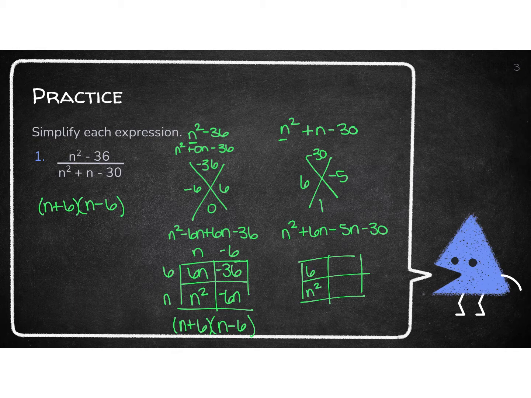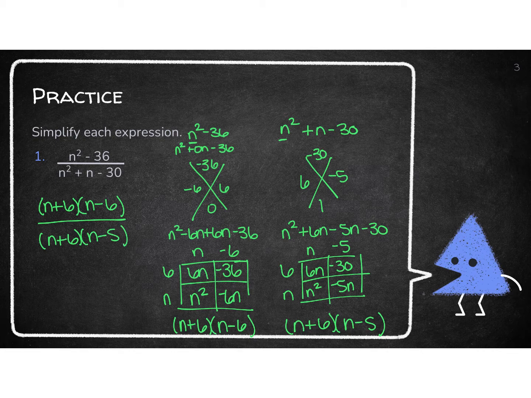So plug in what you know, and then remember you need to pull those GCFs out. So n squared and negative 5n have an n in common, 6n and negative 30 have a 6, 6n and n squared have an n, and negative 30 and negative 5n have a negative 5. So that would give me n plus 6, n minus 5. And again, that was the bottom of my denominator. So I'm going to have n plus 6, n minus 5.